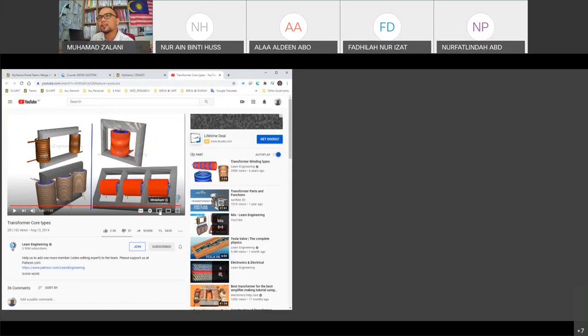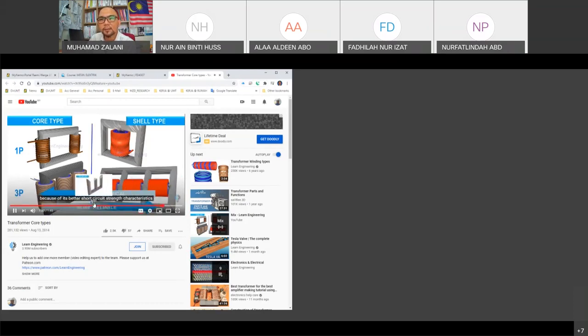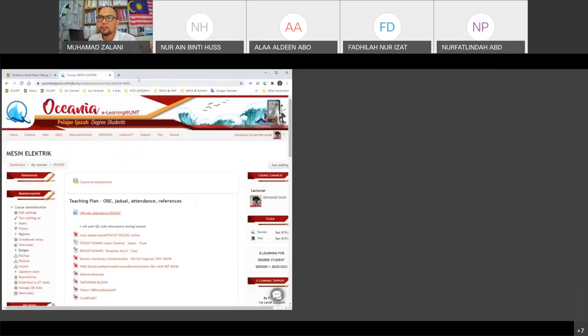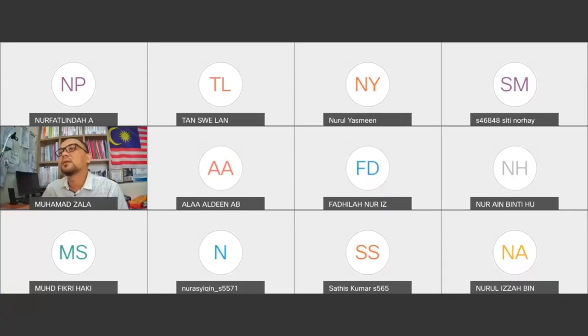Because it's advantageous in terms of weight ratio characteristics. Its design is preferred because of its better short circuit strength. Short circuit, okay. In terms of short circuit characteristic, shell type transformer is much more preferred. When we want to use it in high voltage application, like in power generation, we use shell type transformer. But in some application which is low power, in our electrical appliance, for example, most of them are core type transformer.